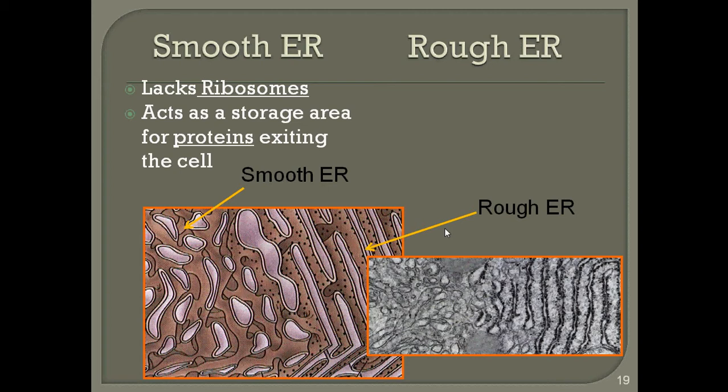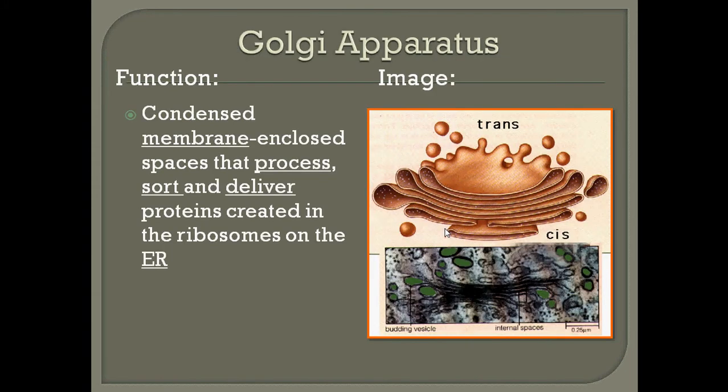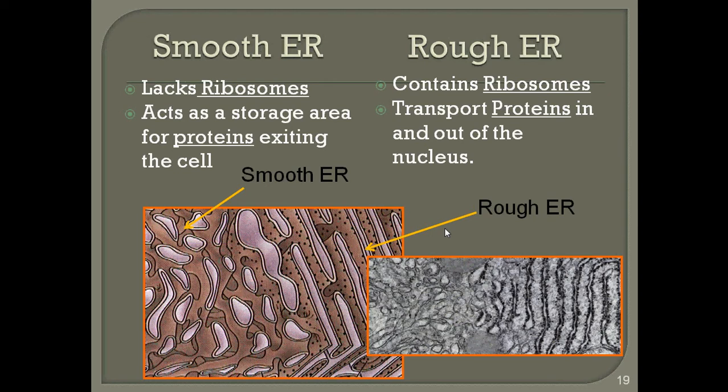There are proteins. The rough ER, remember, contains ribosomes. And remember, ribosomes make your protein. So the rough ER, I want you to think of like a rough road. You're traveling on a very rough road. Think of like a semi transporting things on a rough road. This is where proteins are transported in and out of the nucleus. Oops, I'm sorry, I'm going to go back there. So remember, smooth, think stores, rough, transportation of proteins.